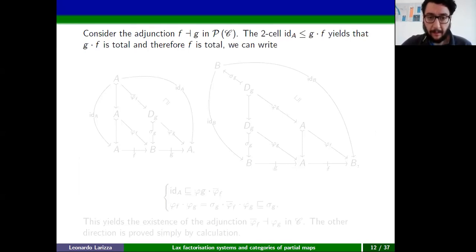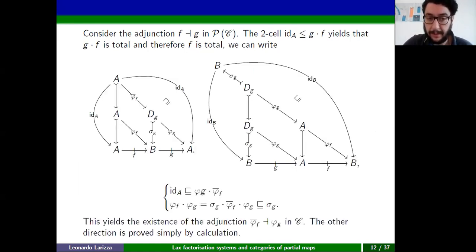I'll give a quick sketch proof to explain the proposition before. First of all, we consider an adjunction F left adjoint to G in PC, and considering the unit 2-cell, we notice that G composed F must be total, and therefore F must be total. Then we proceed to write explicitly the two cells for the unit and the co-unit among partial morphisms.